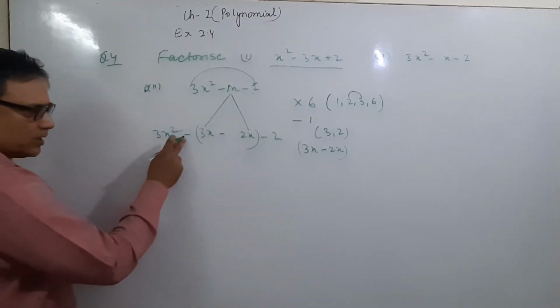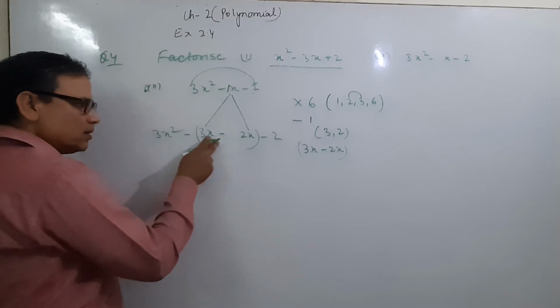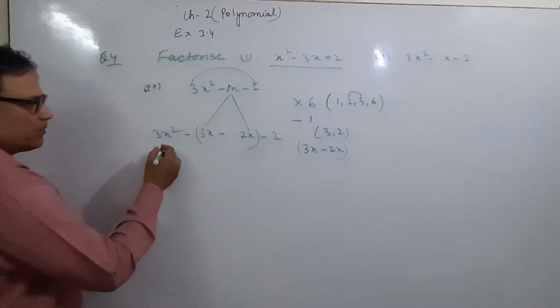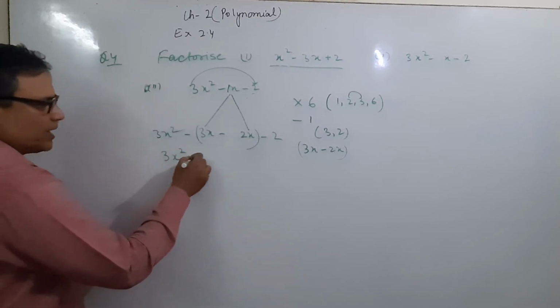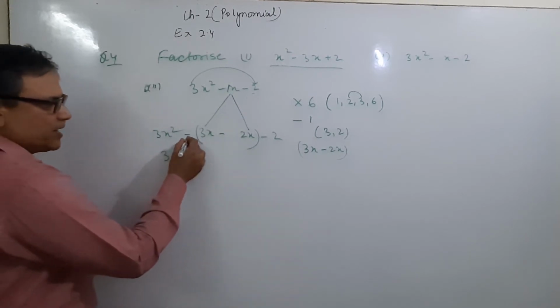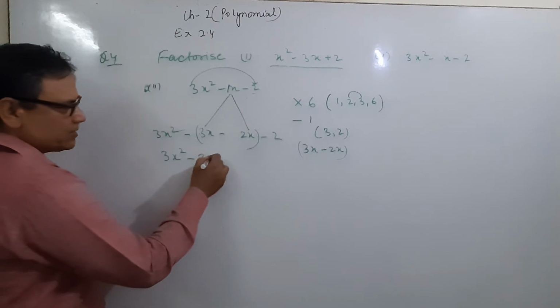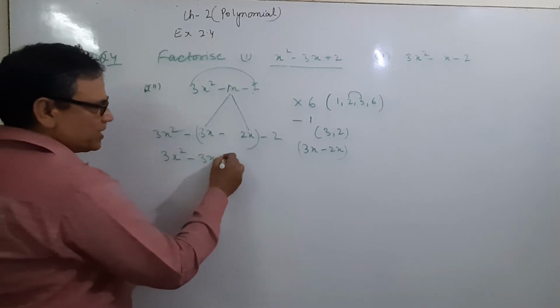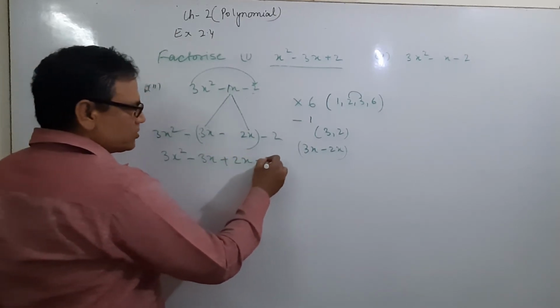And now here is minus, which means the sign will change. Then what is your answer? 3x square minus 3x, or you can change the position. Here is minus, here is plus; plus minus is minus, and minus and minus gives plus, and here is 2x and minus 2.